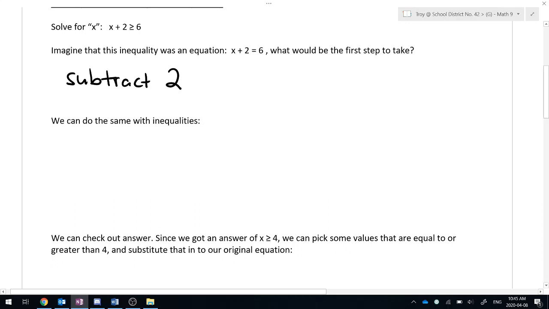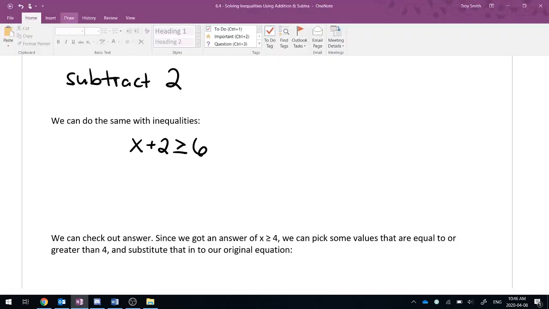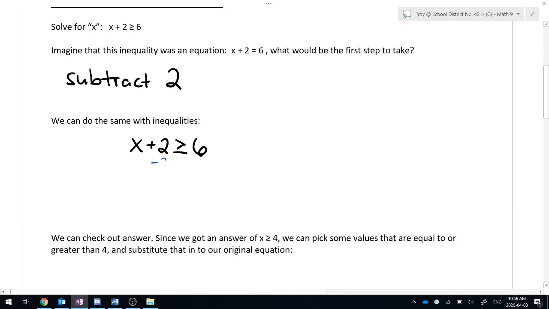But the whole point of doing that is to show you that it's the exact same thing with inequalities. So now we're going to go back to the inequality, x plus 2 is greater than or equal to 6. The first thing we're going to do, like we just said, is subtract 2 from both sides. When we do that, on the left, the 2's cancel, and we're simply left with x is greater than or equal to 4. And that's our answer for that question.